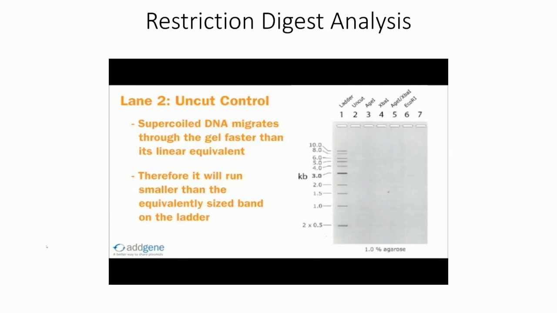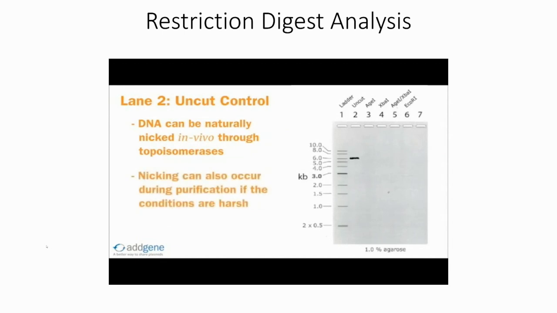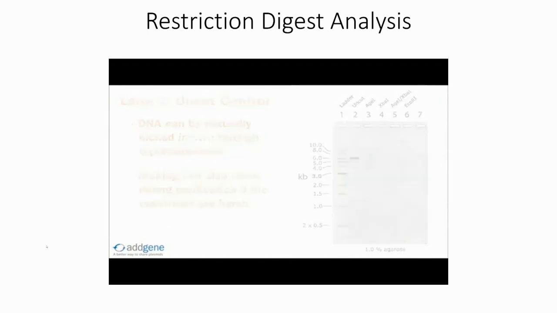This plasmid is 7.5 kilobases. So let's draw the supercoiled band right below the 7.5 kilobase pair mark. Another conformation of uncut plasmid DNA is nicked. DNA can be nicked naturally in vivo through the activity of topoisomerases. DNA can also get nicked during purification if the conditions are harsh. So it's common to see nicked DNA in your uncut control.